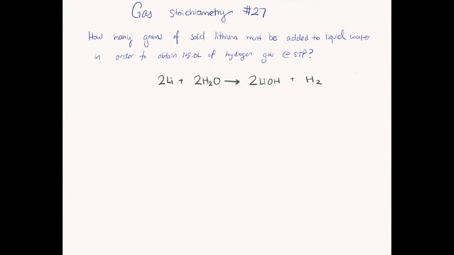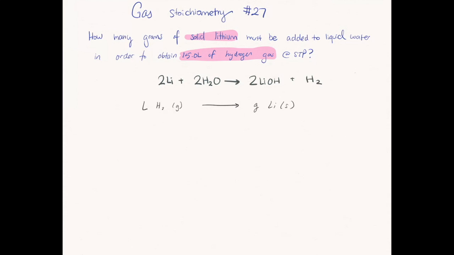Okay, so the question asks, how many grams of solid lithium would be added to liquid water to get 15.0 liters of hydrogen gas at STP, standard temperature and pressure? I should make this highlighter bigger. So what you're doing, in essence, is going from liters of hydrogen gas into grams of lithium solid. And the problem was nice enough to give you the chemical equation already.